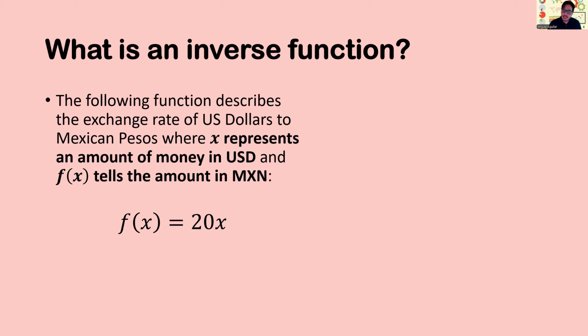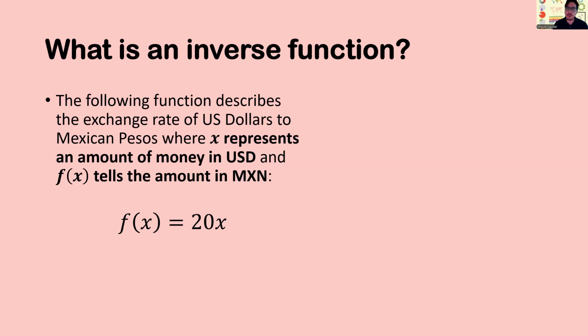So we're going to go to the bank. We're going to say, okay, I have X number of dollars in USD. That's United States dollars, okay? And the bank has this function in their computer that says, if I get X amount of dollars, I'm going to give the customer, the bank goer, 20 times X pesos, right?